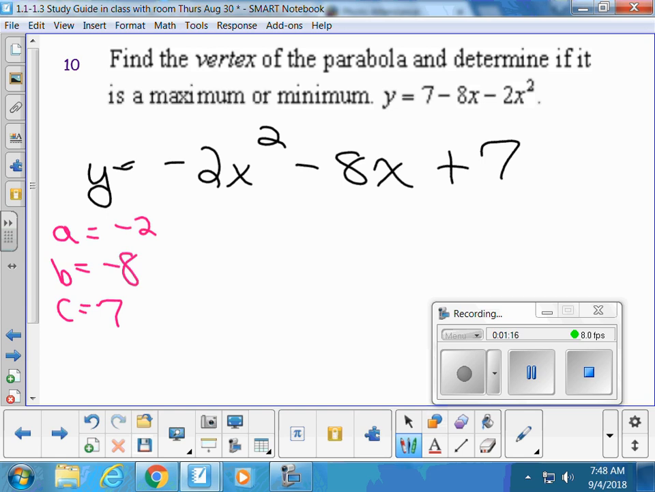Just a reminder, your formulas will stay up tomorrow. So we're in standard form right now. Negative b over 2a. X equals negative b over 2a. That's going to help me get the x coordinate of my vertex.